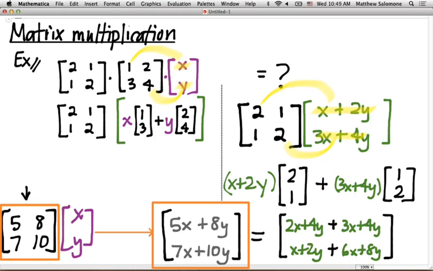Throw in a vector because we know how to multiply a matrix by a vector, follow through all of that arithmetic, and then at the very end say, well, okay, if I don't have that vector there, then what matrix would I have been talking about? And here the answer is 5, 8, 7, 10.